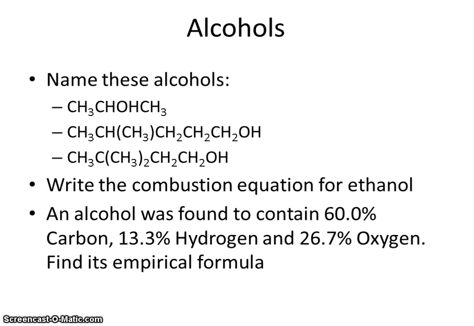So here we go. Here's just some things to get you going to start with. I want you to have a go at naming these ones, then writing a combustion equation for ethanol, and then finding the empirical formula of an alcohol that is found to contain 60% carbon, 13.3% hydrogen and 26.7% oxygen. I expect the first bit here will be easy, this bit will be harder, and most of you will probably completely and utterly struggle with the last one. This is something I expect Year 12 students to be able to do.